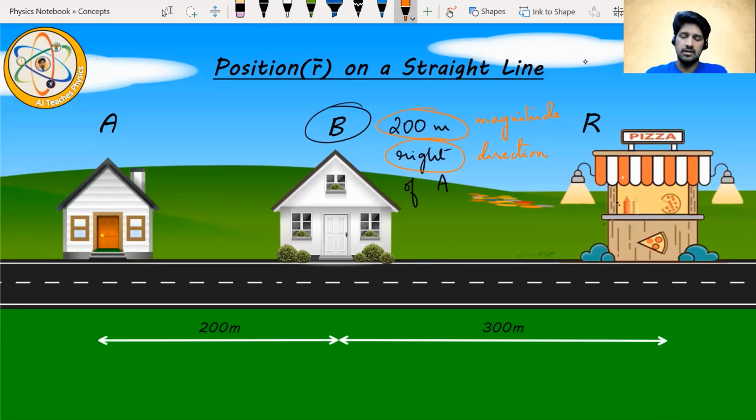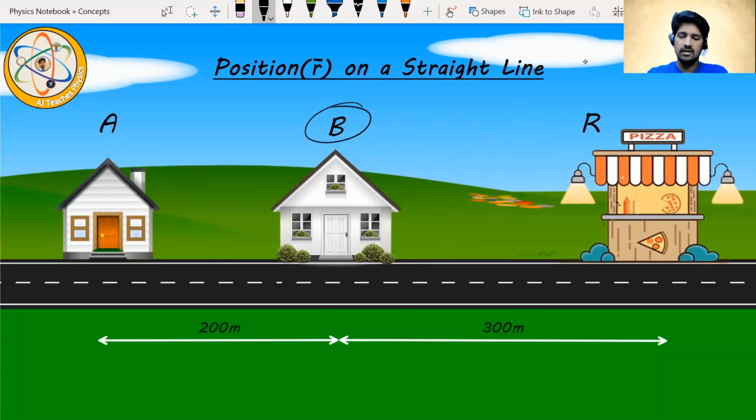The third element that you need to notice is the reference. We are saying that the house B is 200 meters to the right of house A. So house A is the reference. Now, if you don't know where house A is, there's no way you can locate house B using this information. So to describe the position of an object on a straight line, we need a reference. And the position can be indicated by specifying a magnitude and a direction from that reference.